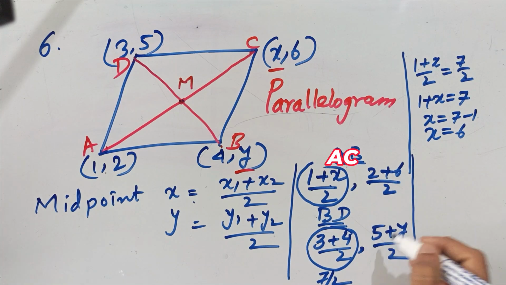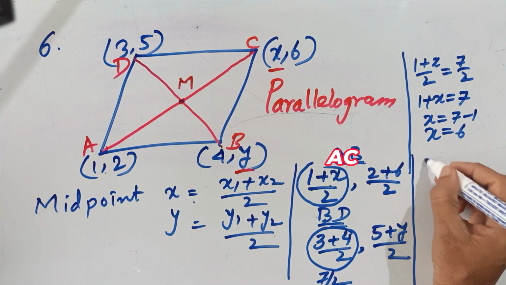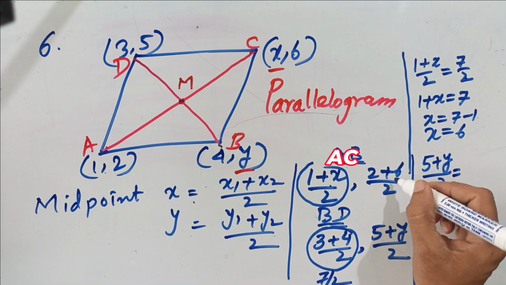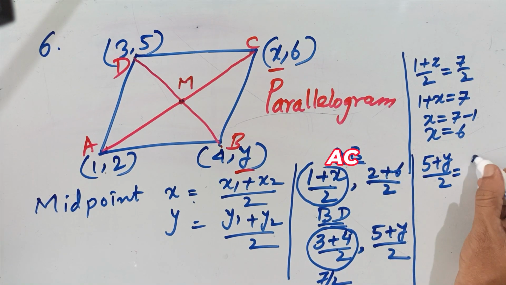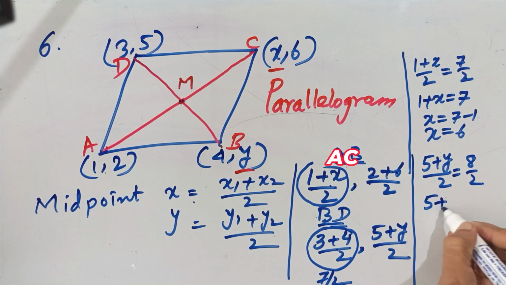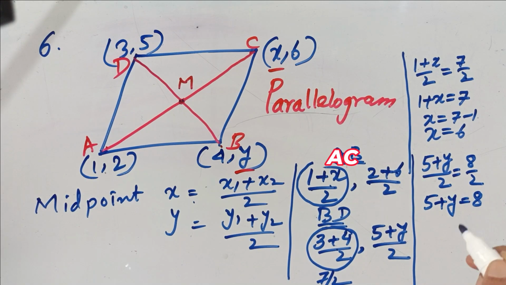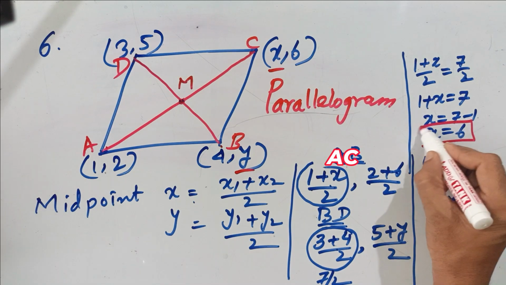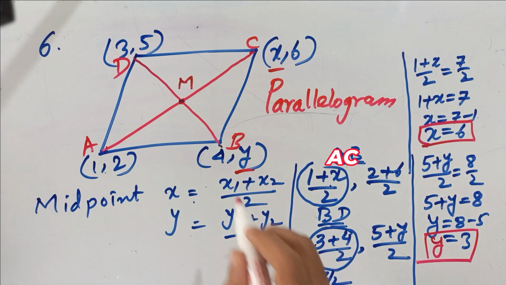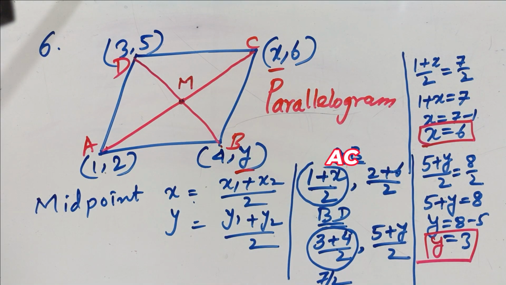Same thing for y. So (5 plus y) by 2 equals (6 plus 2) by 2, which is 8 by 2. So 5 plus y equals 8, so y equals 8 minus 5, which is 3. So x equals 6 and y equals 3. This is the x and y value.